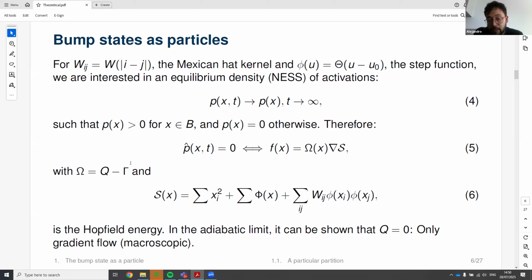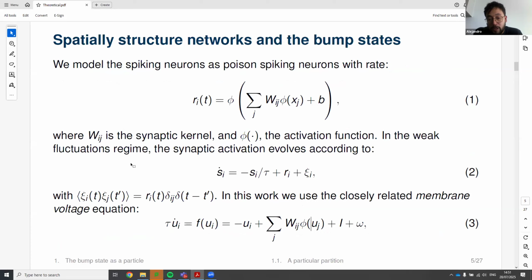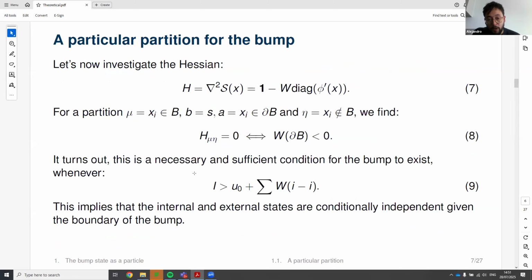There's not much there. I think at least the analogy seems to be consistent. So we can move forward to try to figure out what the particular partition should be in this case for the bomb.